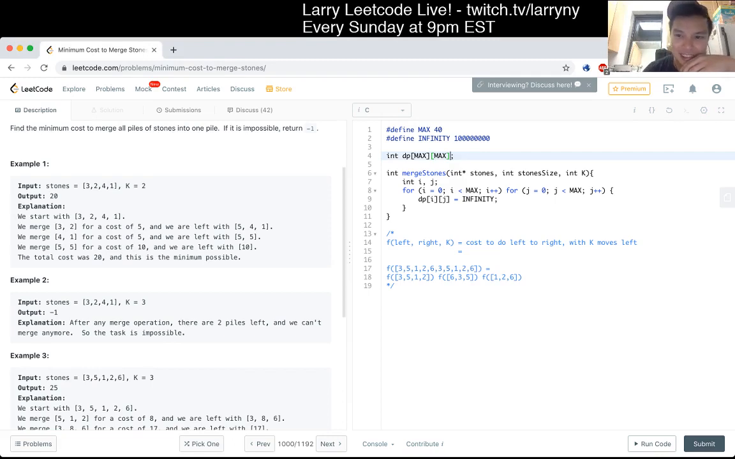Does this make sense? Yeah, I'm gonna try it. I don't really have any alternative for now, so oh man, this K is confusing.